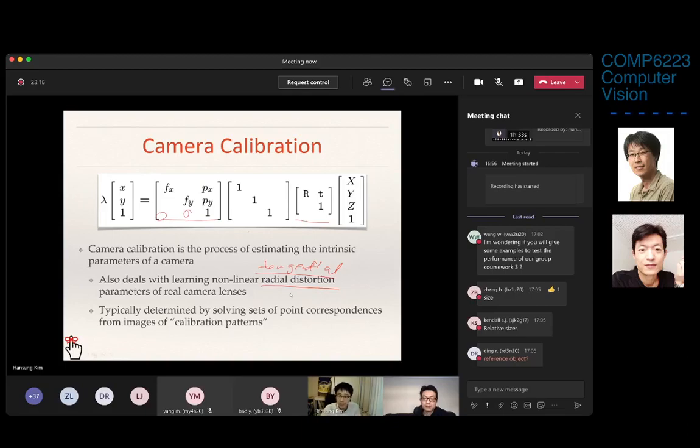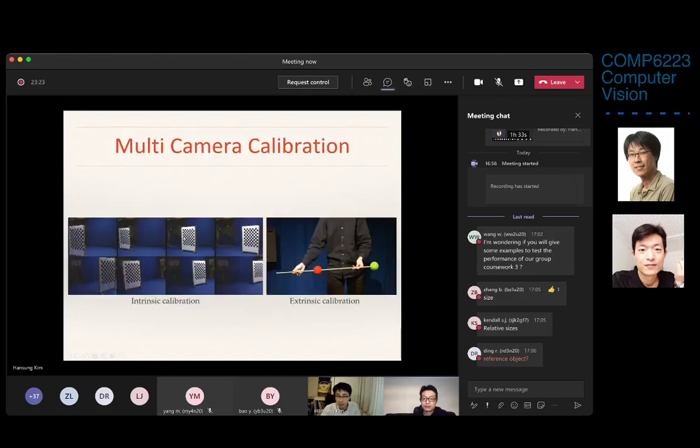The easiest way is to use a calibration pattern. It normally looks like this checkerboard pattern. We use a checkerboard pattern. And normally, if you have only a single camera, you don't really need extrinsic calibration, because you can just assume that the world coordinate is the same as the camera coordinate. You can define the world coordinate origin to be at the same location as the camera. Then you probably don't need extrinsic calibration.